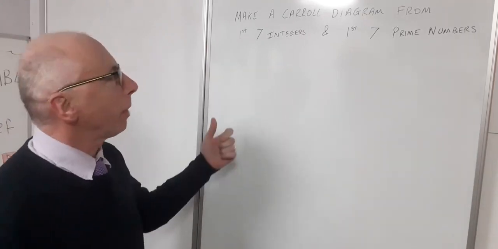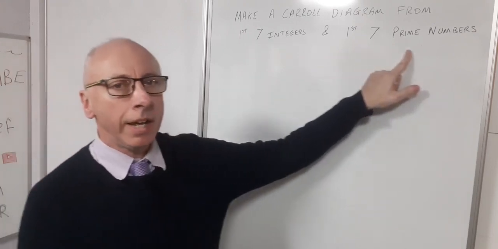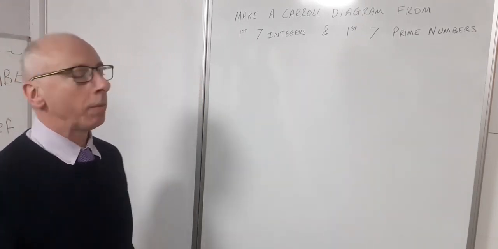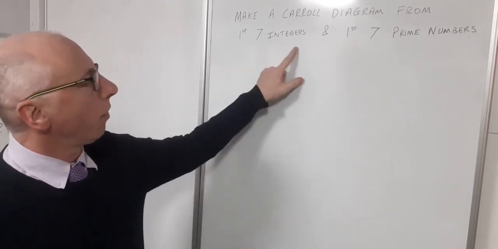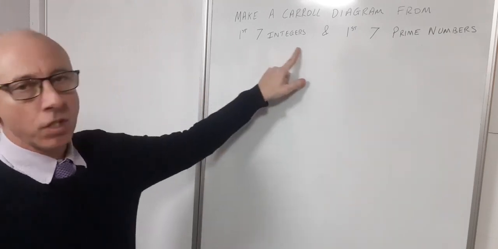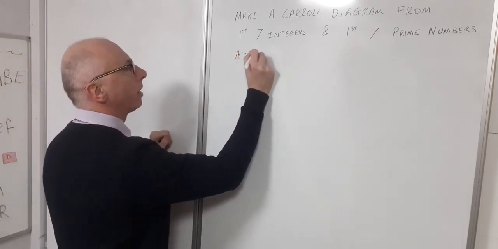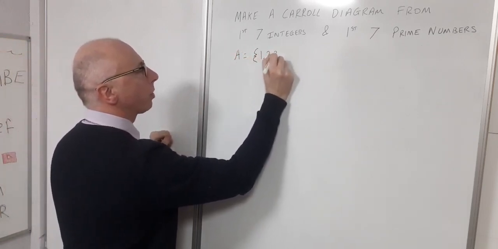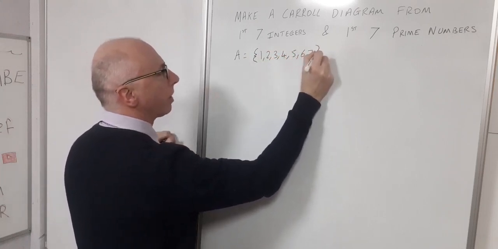So in this video we're going to make a Carroll diagram using the first 7 integers and the first 7 prime numbers. So first of all, when building a Carroll diagram is to produce sets of the 2 conditions that you need. So the first 7 integers, I'll make a set with that. So A will be numbers from 1 to 7. So 1, 2, 3, 4, 5, 6 and 7.